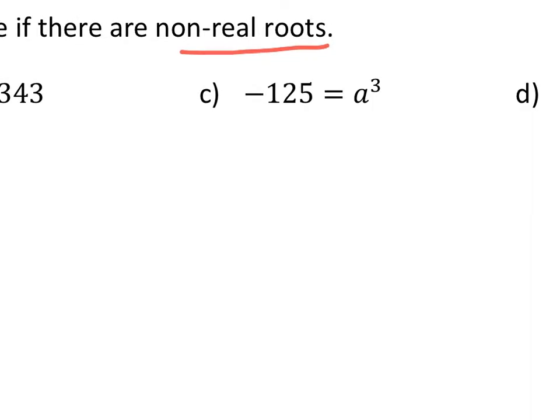This time we have a to the third power. So negative 125 equals a to the third, or a cubed. Remember, the inverse operation for cube is cube root. So on both sides here, I'm going to cube root. That frees up a to be by itself. And if we did the cube root of negative 125, we would end up with negative 5.